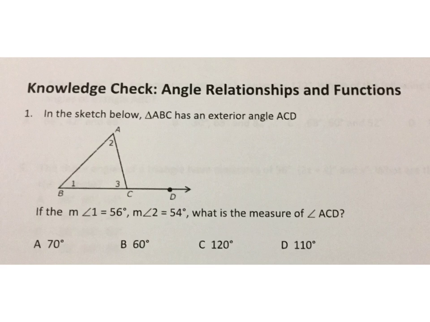Number 1, in the sketch below, triangle ABC has an exterior angle ACD. If angle 1 is equal to 56 degrees and angle 2 is equal to 54 degrees, what is the measurement of angle ACD? Go and take a look at your answer choices and make the best selection. Press pause if you need to.